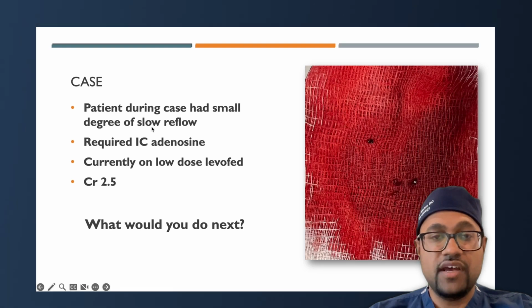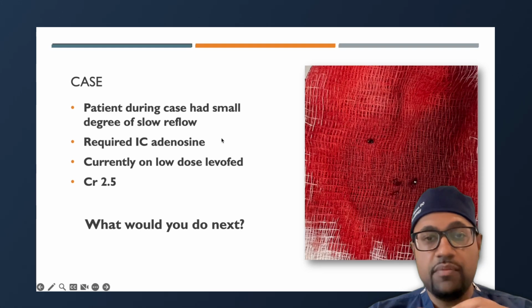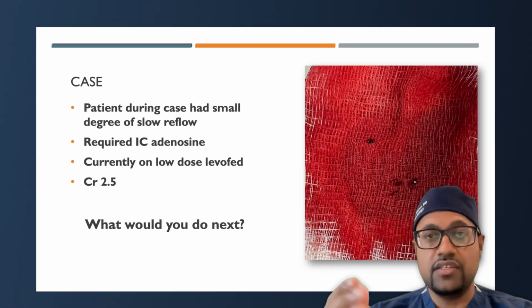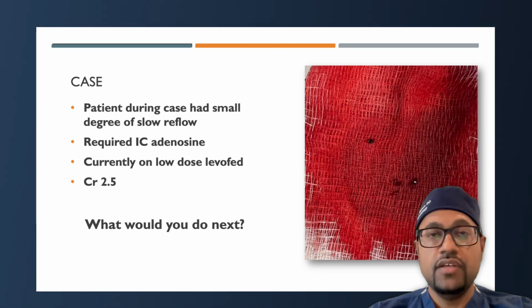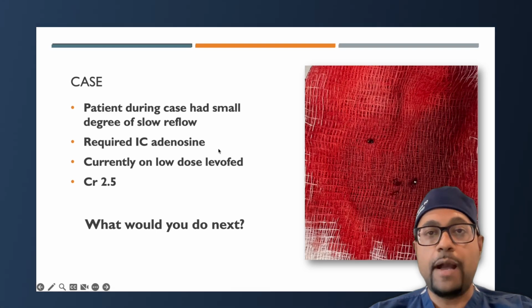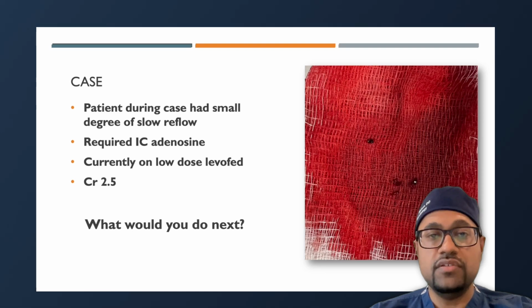The patient had this condition called slow reflow, which is the concern when you have a lot of blood clot. You can actually push some of it into the distal vessel, and specifically into the microvasculature, the small little capillaries of the heart. So we give special medications. In this case, I gave intracoronary adenosine. Other options are like Nipride, verapamil. There's many different options. I like adenosine. I feel like it works well. It doesn't affect the blood pressure.